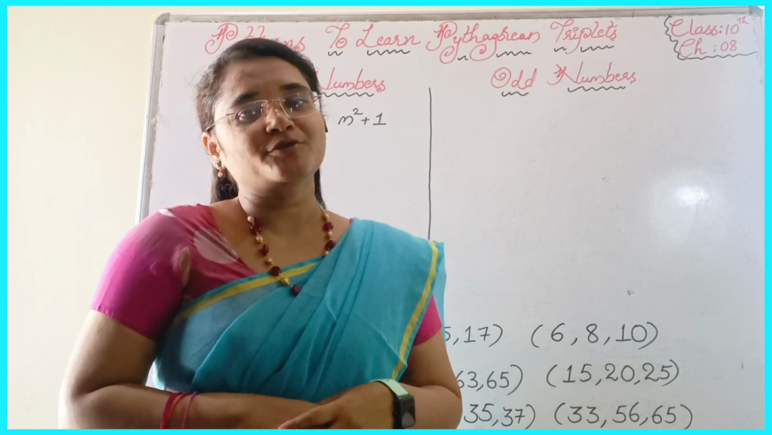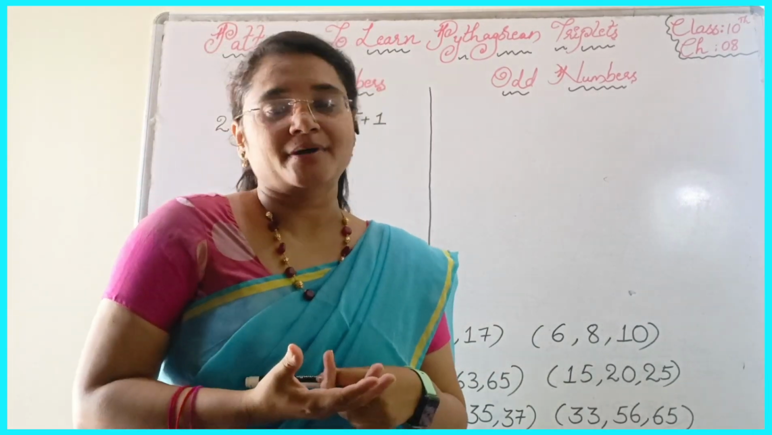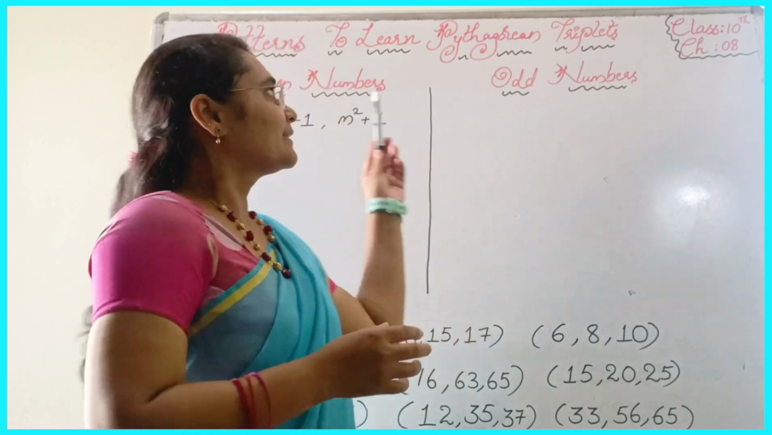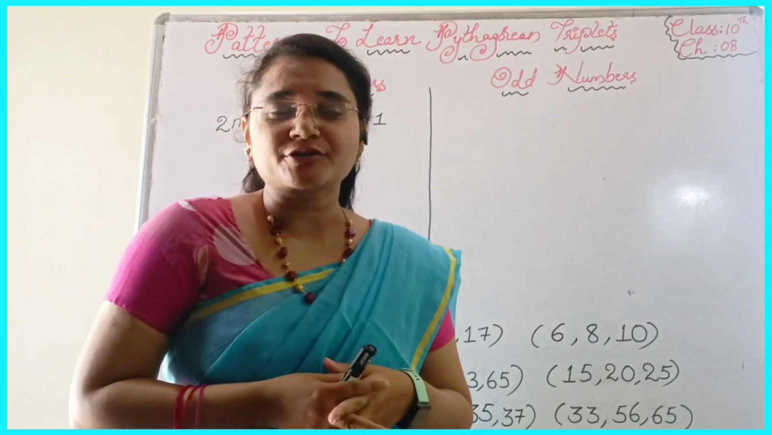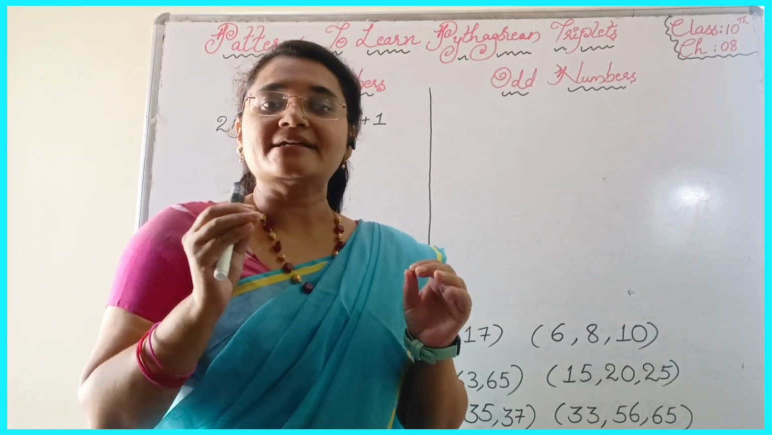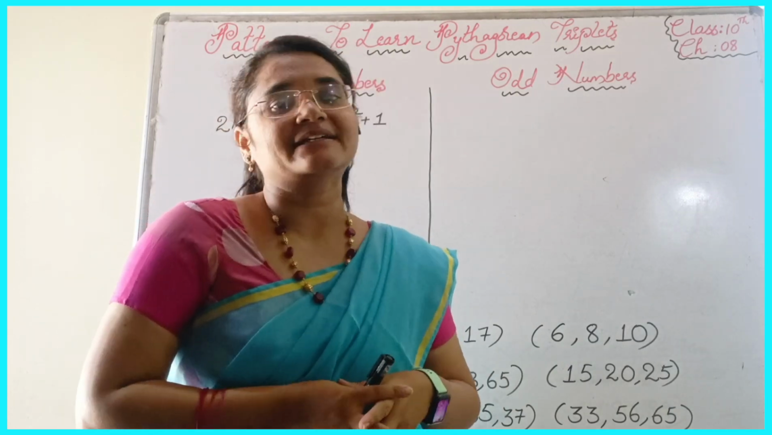Today we are going to learn one more interesting topic, that is Pythagorean triplet. How to find the Pythagorean triplet? The patterns to learn the Pythagorean triplet. But first, what is Pythagorean triplet? Pythagorean triplets are nothing but the three measurements of the sides of a right angled triangle.